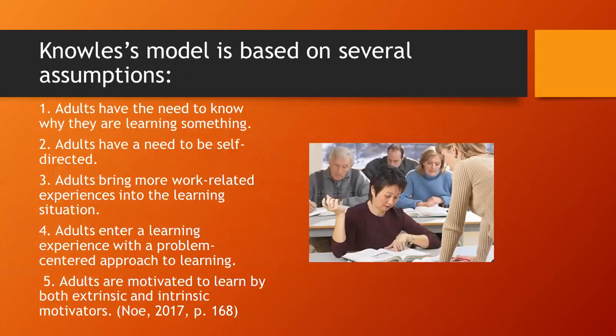Knowles' model is based on several assumptions. 1, adults have the need to know why they are learning something. 2, adults have a need to be self-directed. 3, adults bring more work-related experiences into their learning situation. 4, adults enter a learning experience with a problem-centered approach to learning. 5, adults are motivated to learn by both extrinsic and intrinsic motivations.